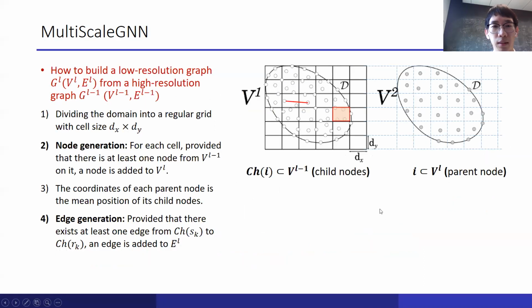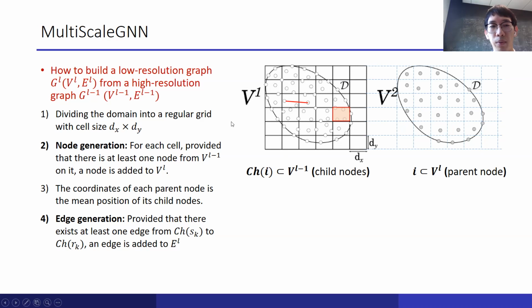So they do the following things. First, how to build a low resolution graph from a high resolution one. So this is an example. We have the unstructured nodes distributed in the domain D, and these nodes are denoted by V1. And we want to create a sparse graph.